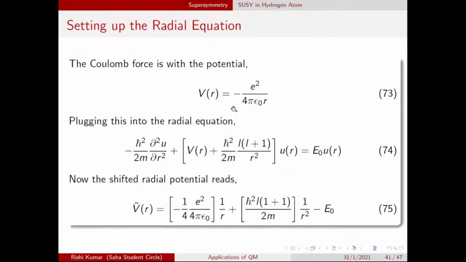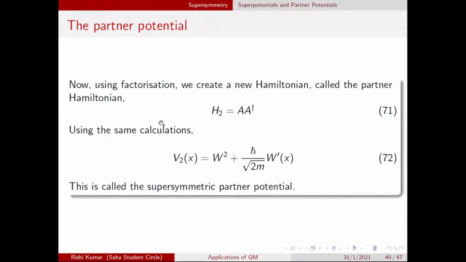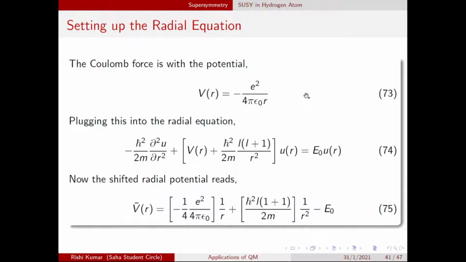Okay, so now that we saw all of our mathematical aspects of this, let's try to now use this in our hydrogen atom problem. Okay, so the same Coulomb force potential and the same radial equation as we saw before, right? So essentially now substituting this into this, we have the shifted radial potential, that is V tilde(r), is this huge term here, right? This huge equation. So take a look at this and we'll move on.